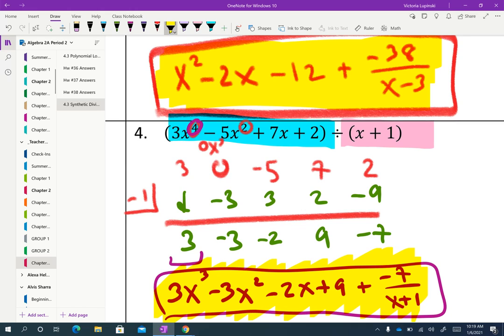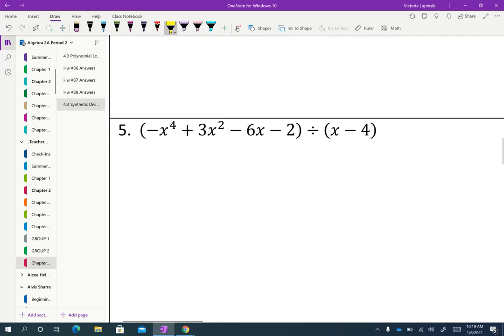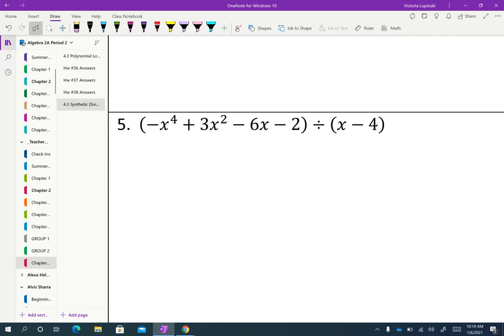Just so you're aware, not only can you have one placeholder, but you can actually have multiple placeholders. So let's go ahead and see a couple that are like that. So take a look here at number 5. As you take a look at your dividend, notice that you are again missing the cubic term. So that means that there's essentially a 0x cubed. It's not always the cubic term that's missing. It just happened to be in these 2 cases.